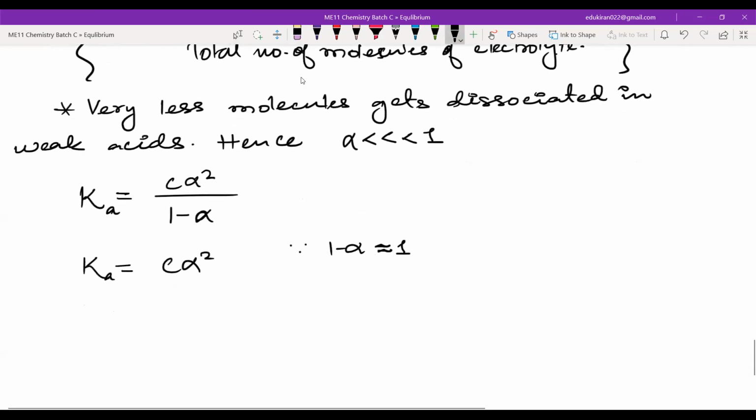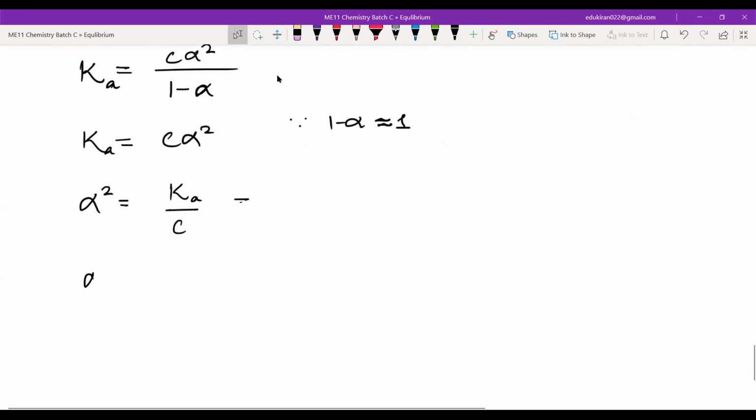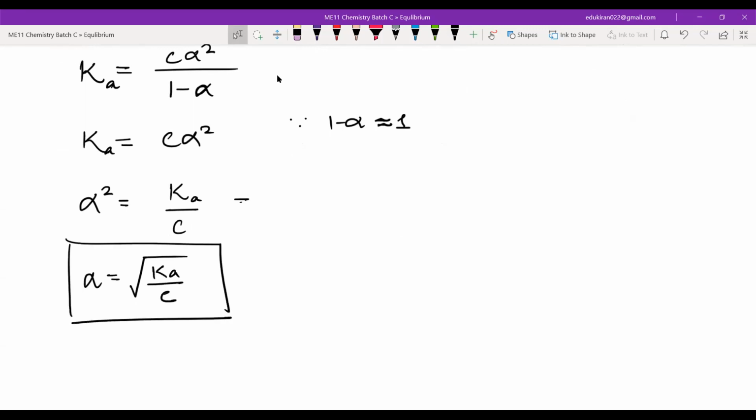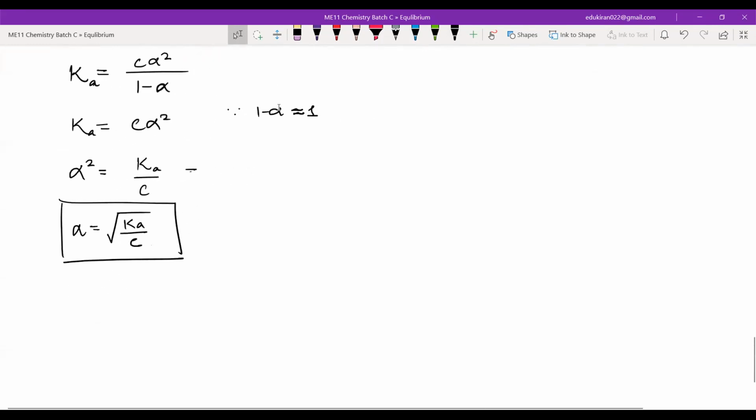Now, in this case, what will happen? In this case, you can write that alpha square will be equal to the equilibrium constant divided by the concentration. And you can also write alpha will be equal to under root of Ka upon C. Okay, so write this down. Let me know if you're done.